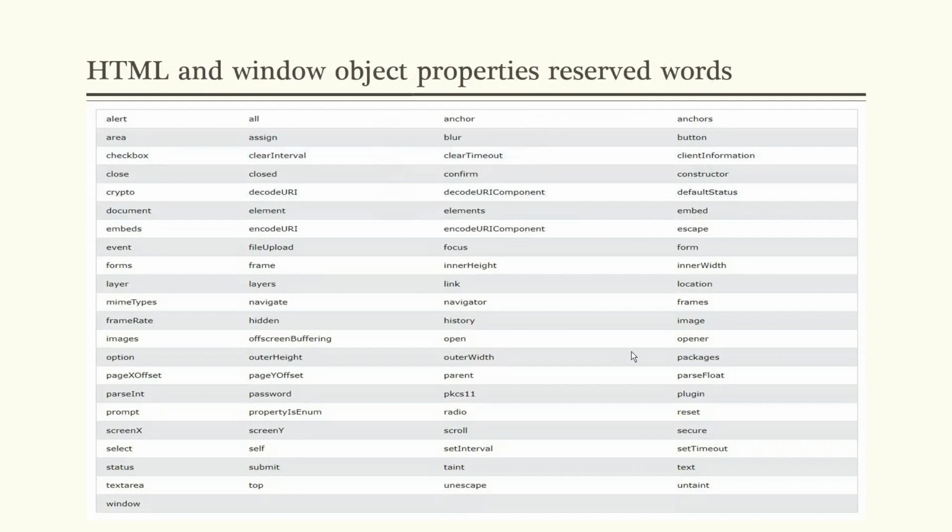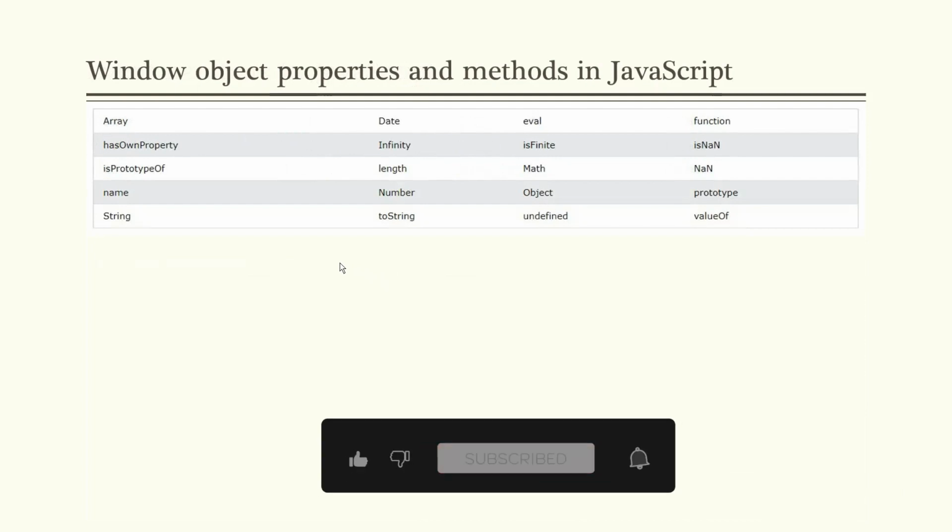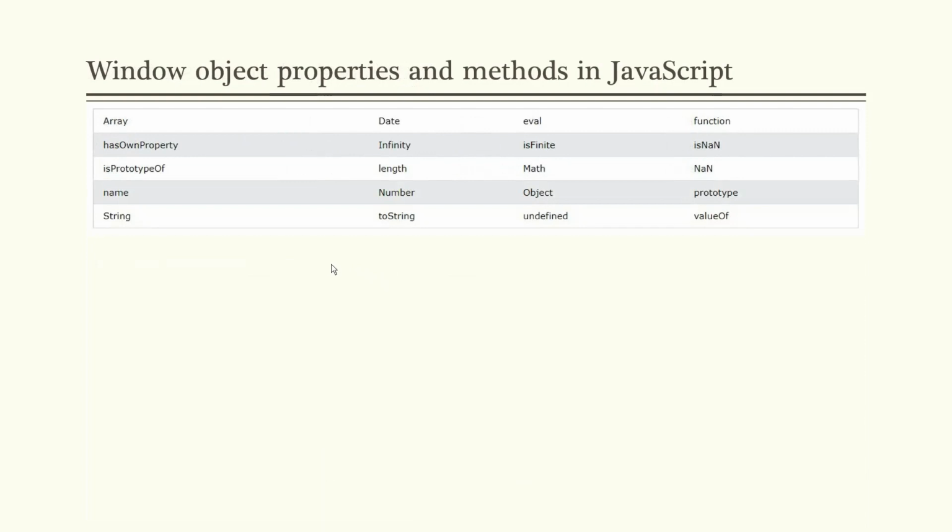So this is the list of HTML and window object properties, and these are also something that you should not be using as part of your identifier name. Here are a few properties and methods in JavaScript that are specific to the window object. No need to worry about the terminology because we are very new in the language. I will clarify window object in a later video, but for the time being, understand that these are reserved by JavaScript and we should not be using them as a valid identifier name.